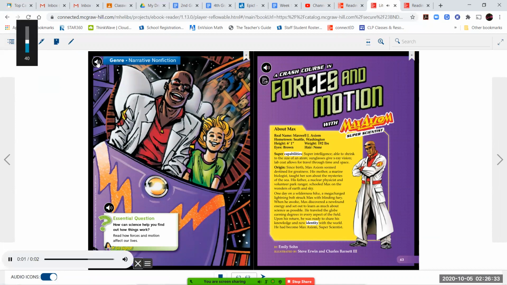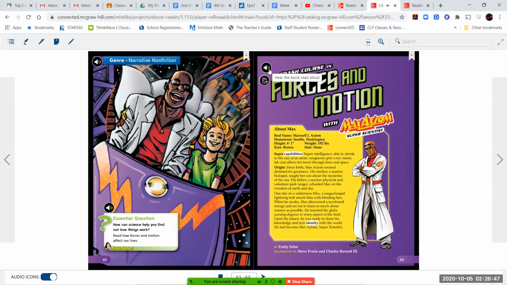Genre: narrative nonfiction. Essential question: how can science help you find out how things work? Read how forces and motion affect our lives. A crash course in forces and motion with Max Axiom, super scientist.